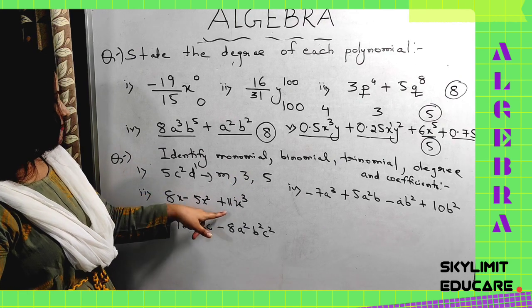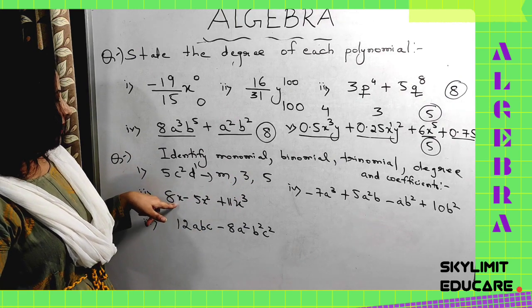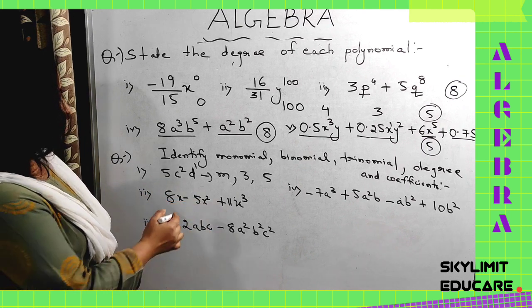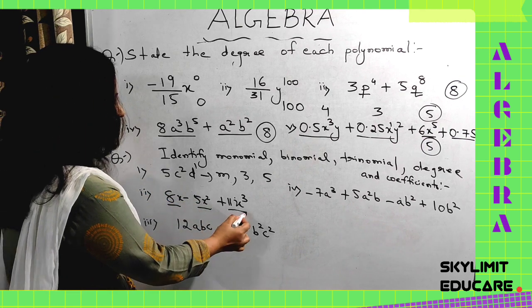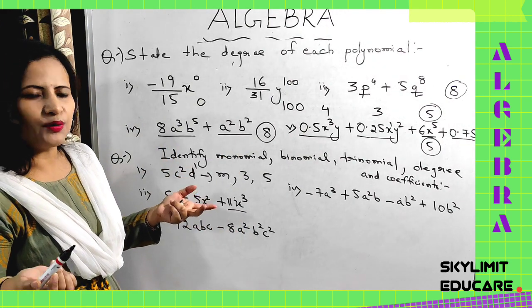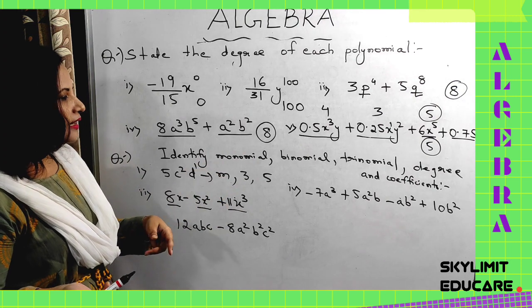Now let us see this second one. After 8x you can see there is a minus sign. After 5x squared you can see a plus sign. That means there are 3 terms here. First, second, third. So when there are 3 terms, it's what? Trinomial. It's a trinomial.